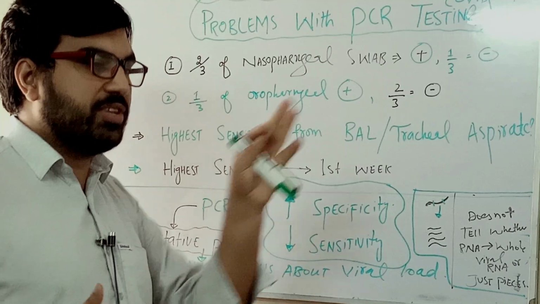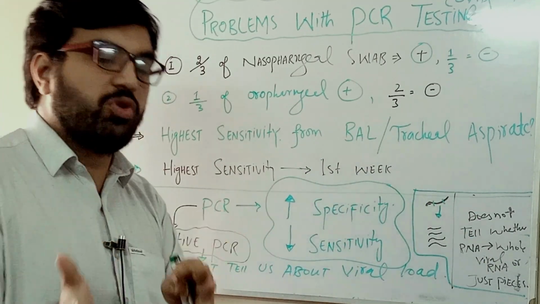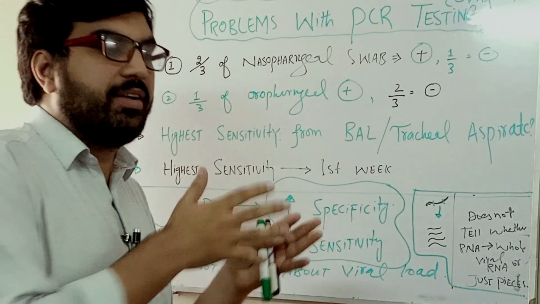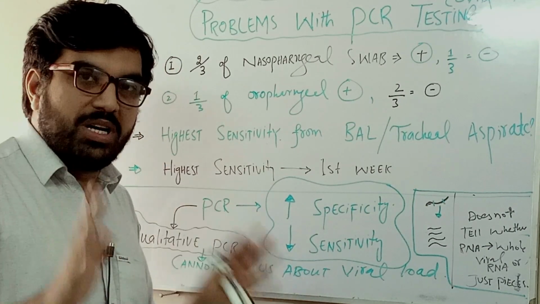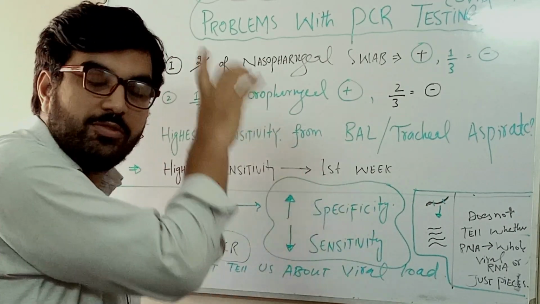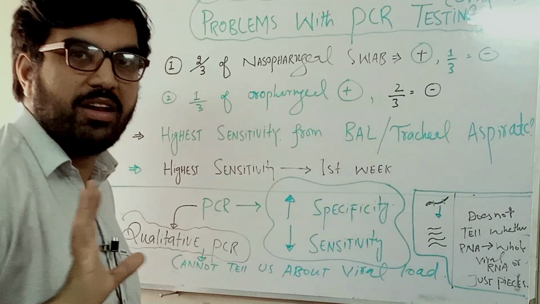It is a true positive when the person is having COVID-19, whether symptomatic or not, whether mild, moderate or severe, as I have discussed in a previous lecture. But if it is positive, it means specificity is high. It means the person has a COVID-19 infection.